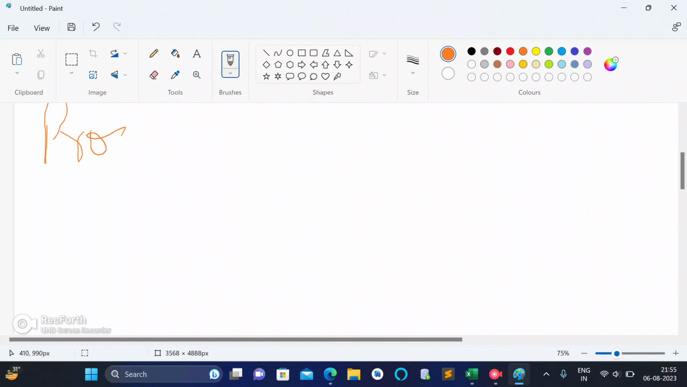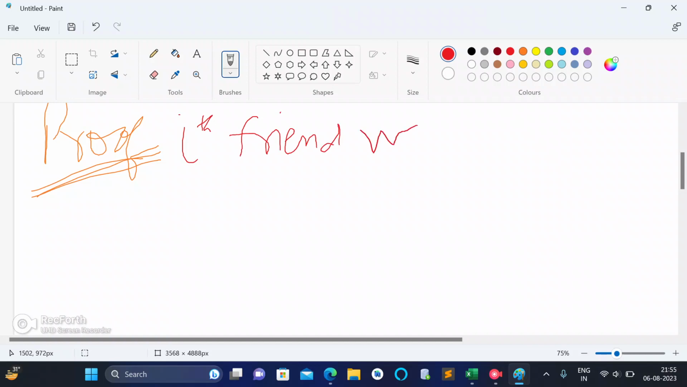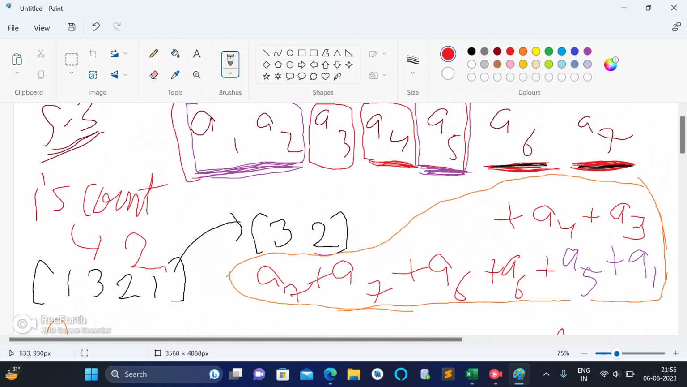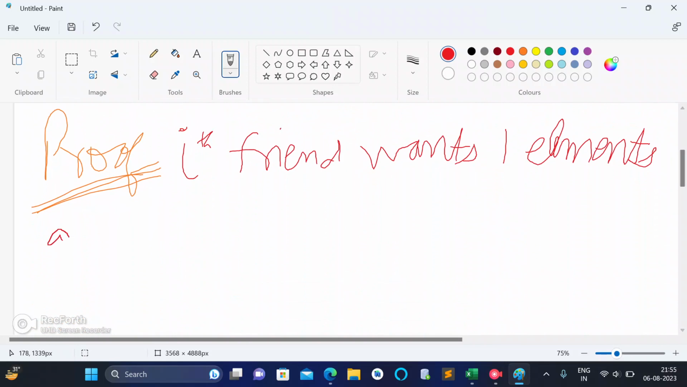So why is this approach the optimal approach? Let's give the proof of it. Proof. When we have to give one element to the ith friend, suppose my ith friend wants only one element. What do you think? Don't you think it is best to give him the maximum value?